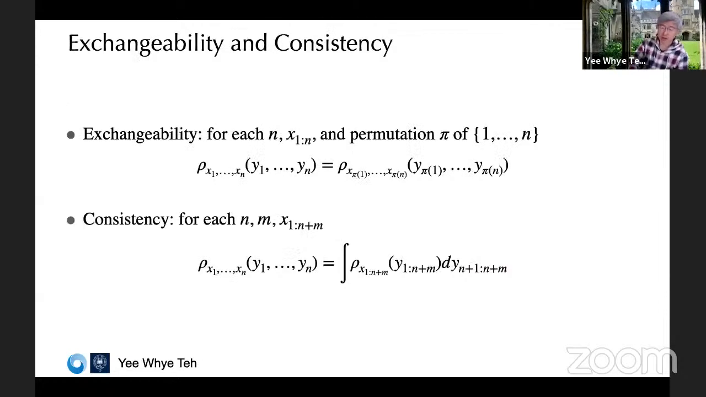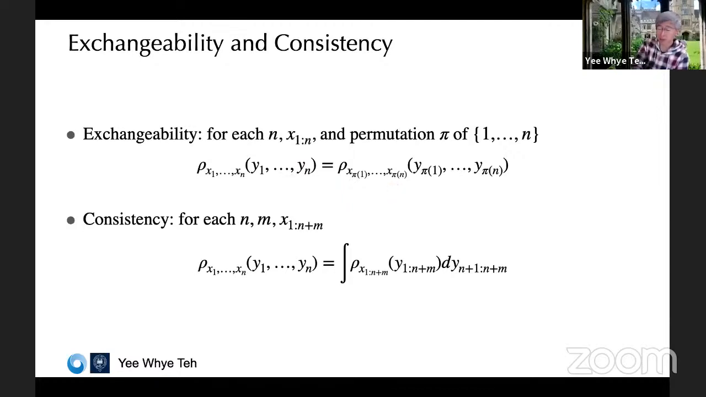Okay, so exchangeability and consistency. What are these two properties? Exchangeability says that for each n and each sequence x1 to xn, if we have a permutation of the index and we permute the input sequence, then the joint distribution of y1 to yn actually stays unchanged.